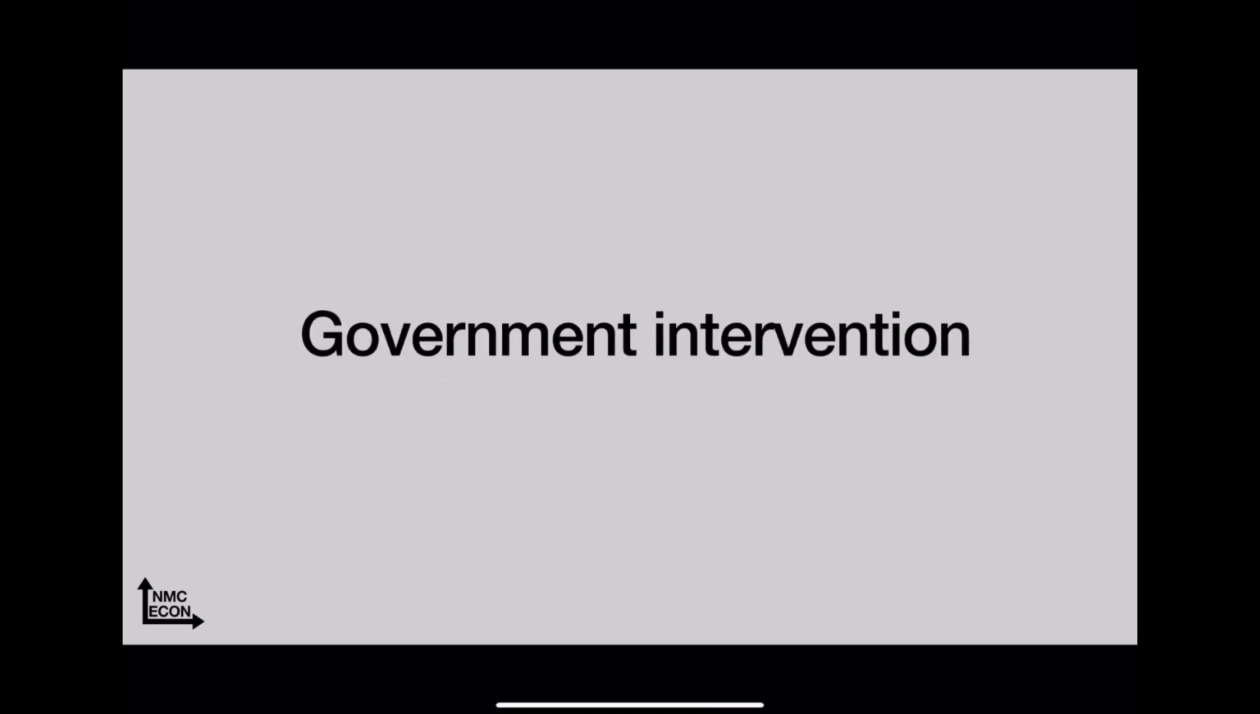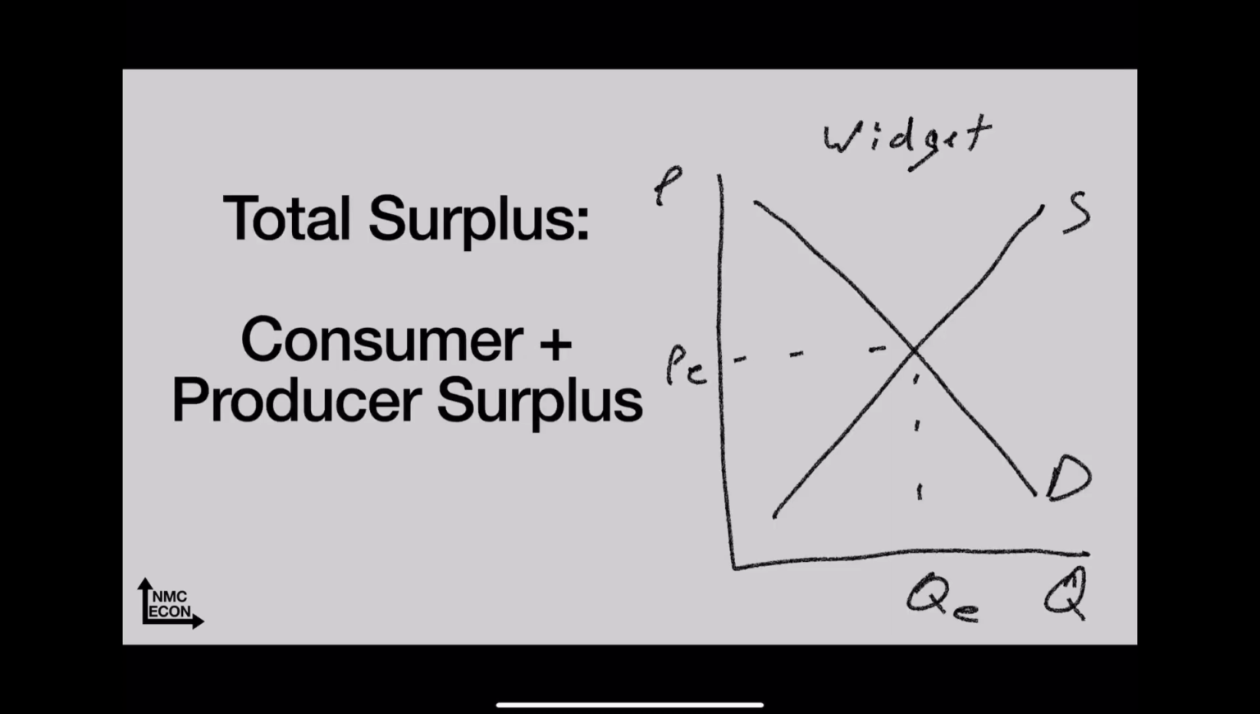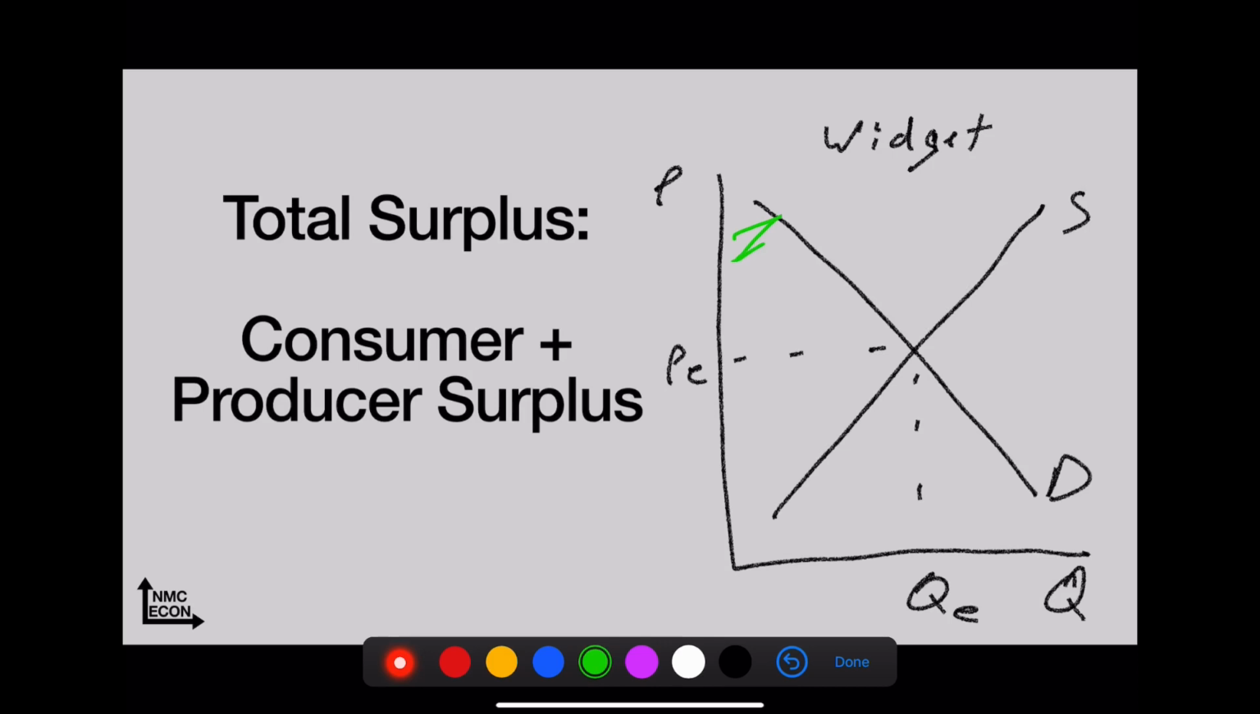Total surplus, pretty simple. Just add them both together. Graphically, it looks like that, the whole triangle.